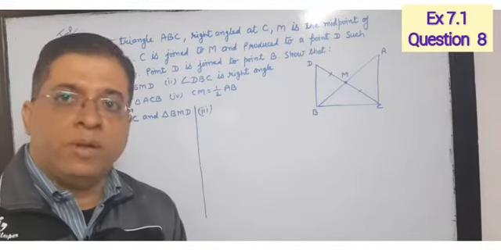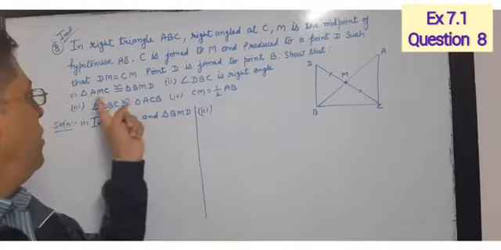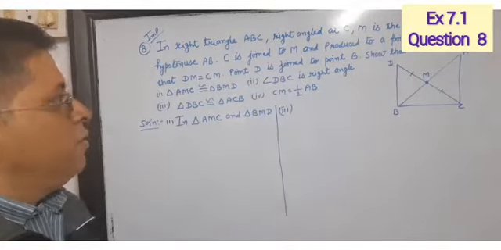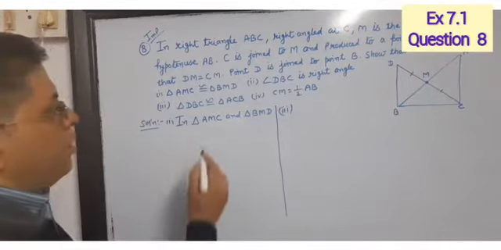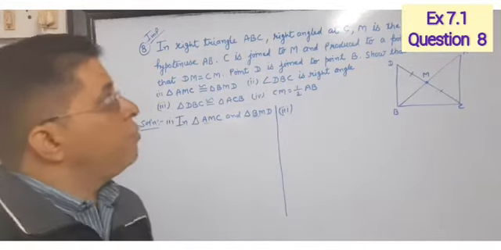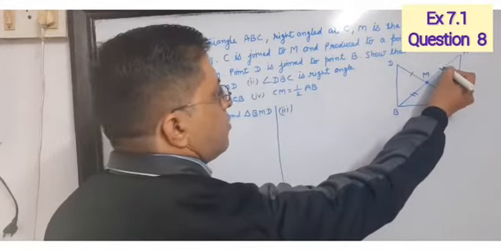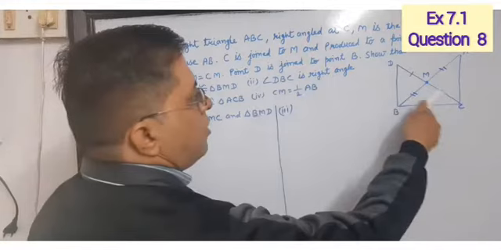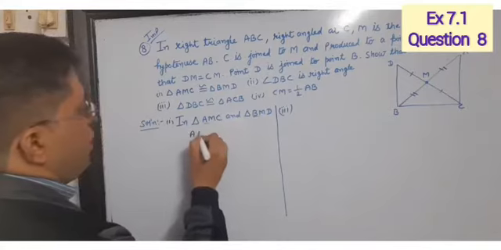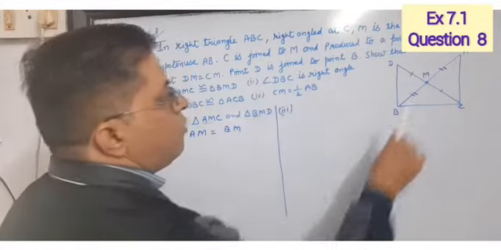For finding the first one, I am taking the first point here: in triangle AMC and triangle BMD, see in the figure what is given. Is AM equal to BM? AM equals BM because M is the midpoint of AB. And second, DM equals CM is given to you. Both are equal. Now you can write AM equals BM.